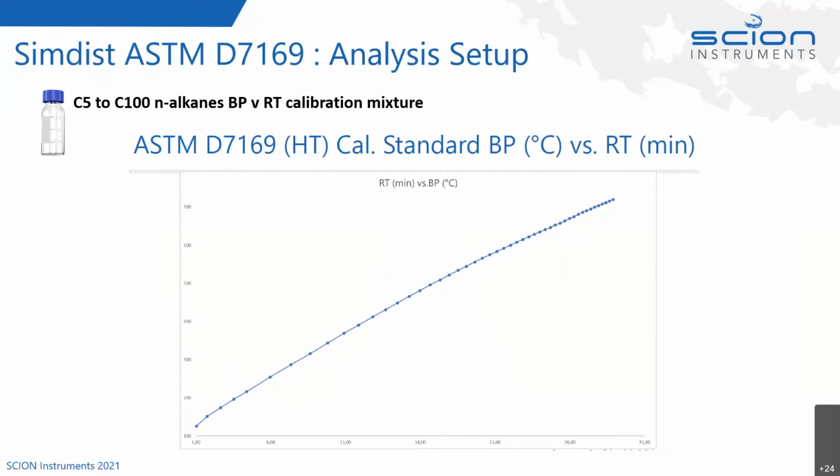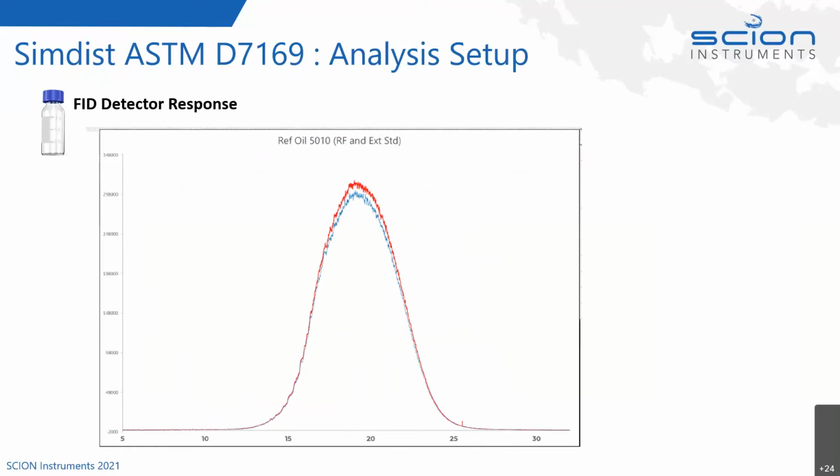Next, we'll run an FID detector response signal. This is really just for cases where the sample will not fully elute from the column, so that we'll be able to monitor the recovery and see what the recovery of the sample would have been. For this, we're going to use the reference oil 5010 as the response factor for the FID.